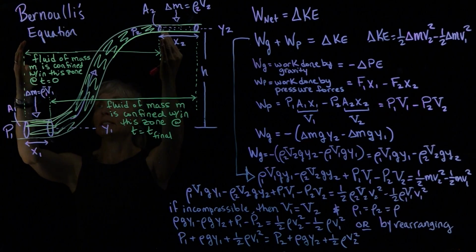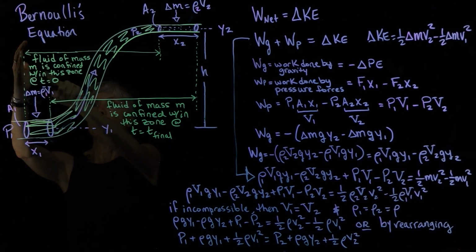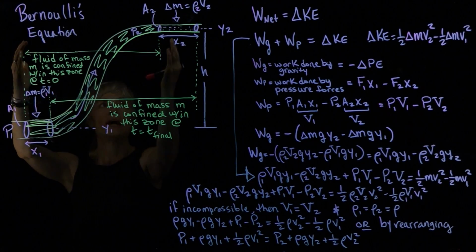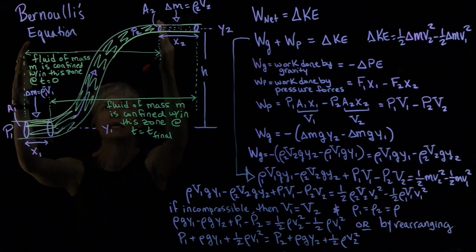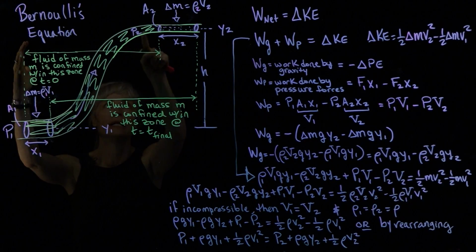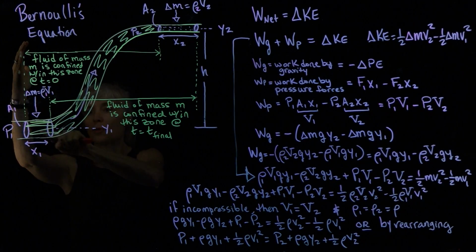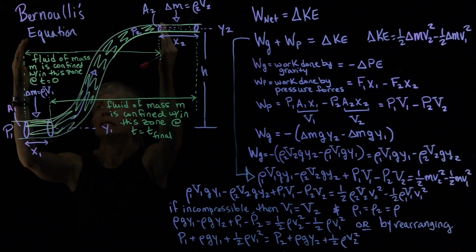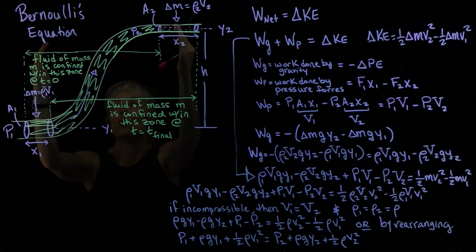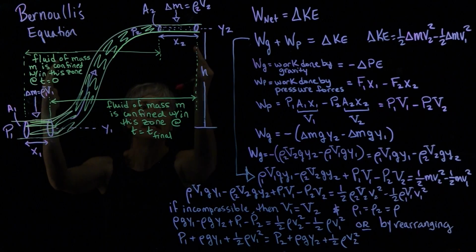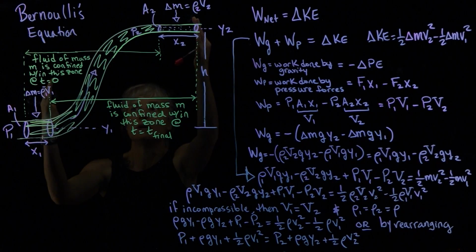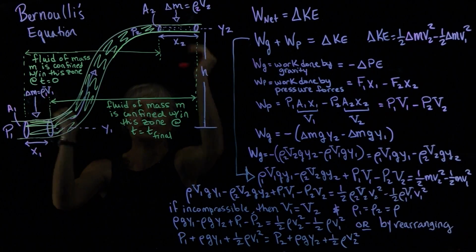So from this line to this line is the fluid of mass M that is confined within this zone at time t equals 0. So we have some mass M of fluid, which I've shaded here in yellow, that goes from this location to this location. It is confined within these two endpoints right here at time t equals 0. And then we allow the fluid to flow, and at some later time, now the fluid is confined within these two endpoints of the pipe. So that same mass M now is confined within these two endpoints.